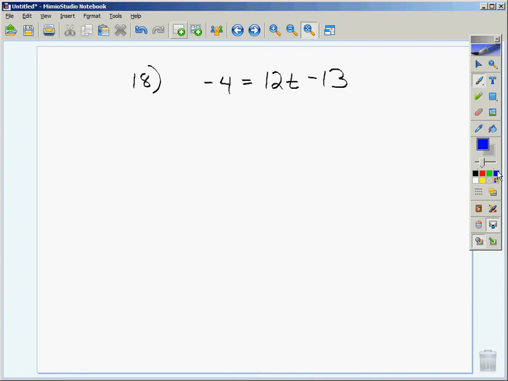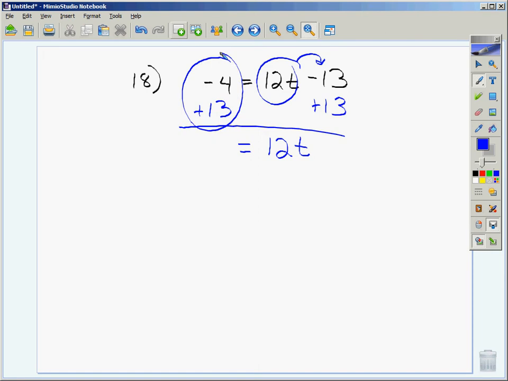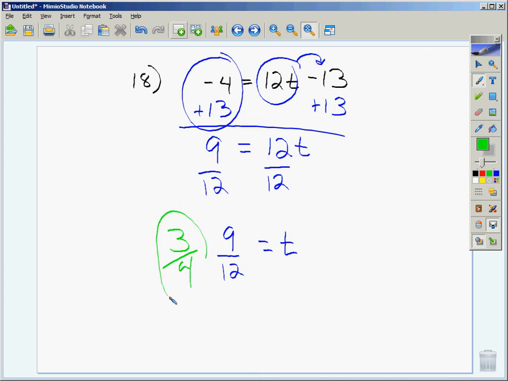If I'm going to work out this problem, I want to get the variable by itself. How do I get rid of subtraction? Addition. Add 13 to both sides. I still see a lot of people making mistakes here. One's negative, one's positive. Okay? I have to subtract them. I keep the sign of the larger. 13 is the larger absolute value. 13 minus 4 is 9. I divide both sides by 12. T equals 9 over 12. But that will simplify. What will go into both 9 and 12? 3. So this will simplify to 3/4.